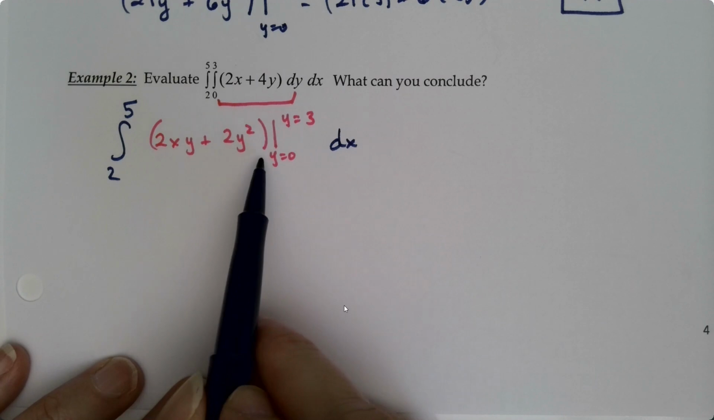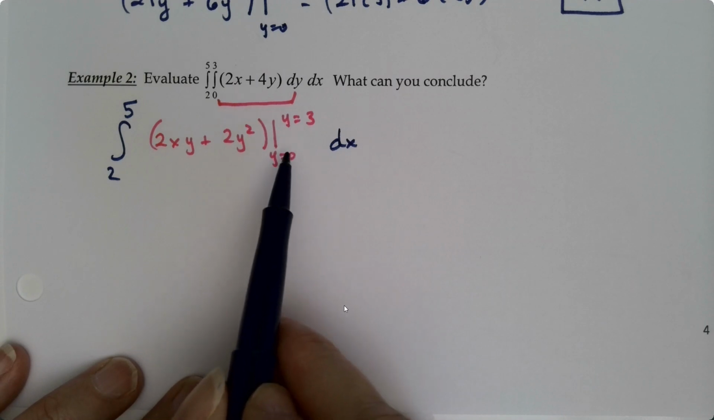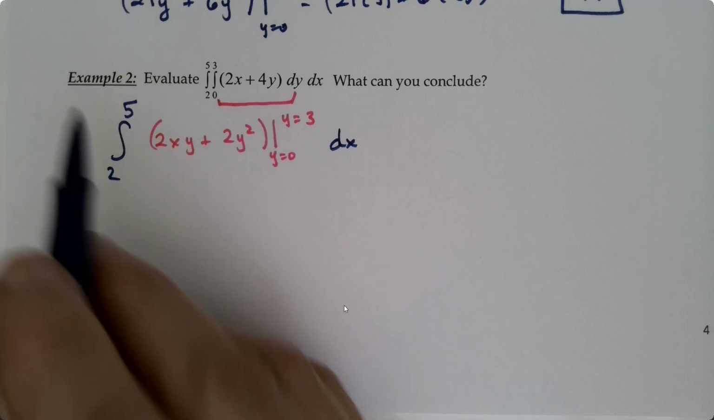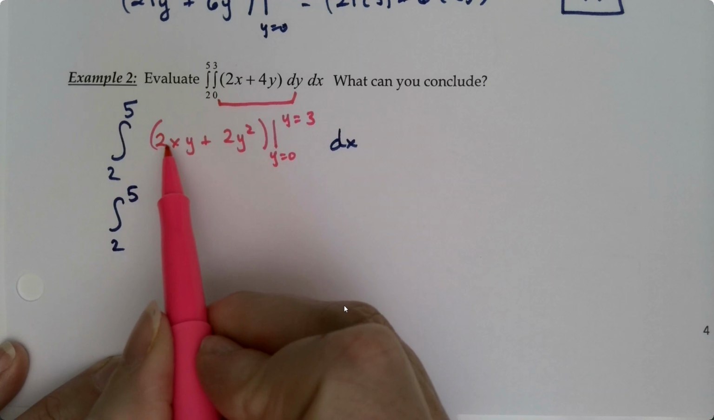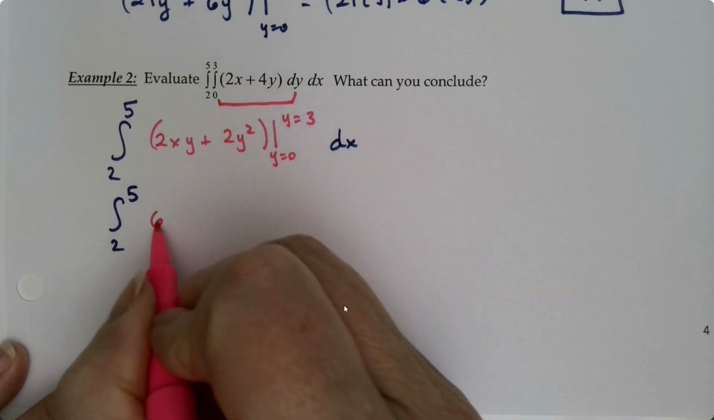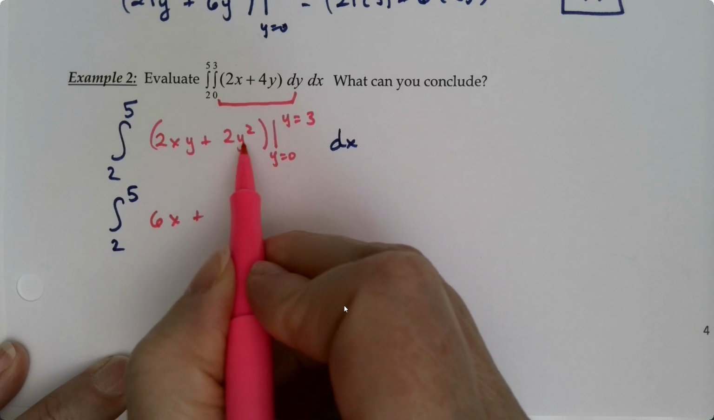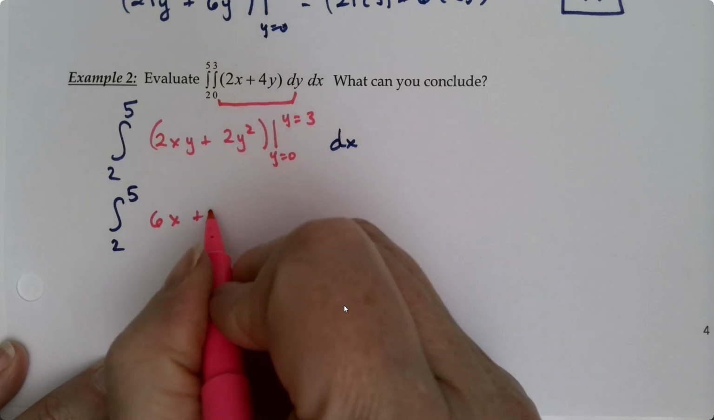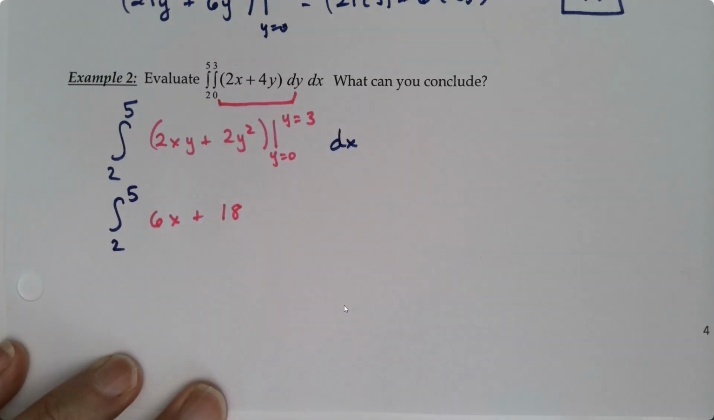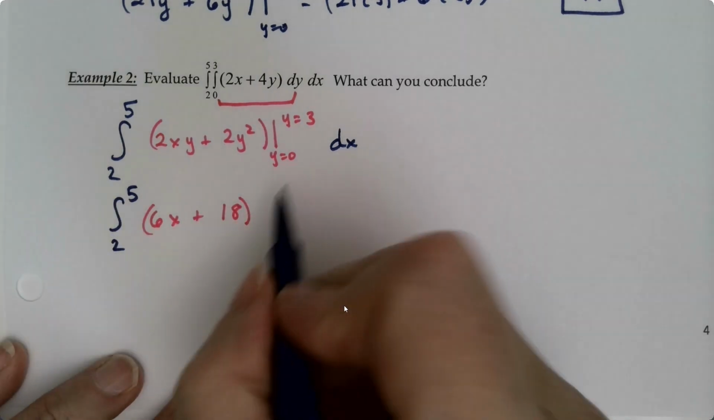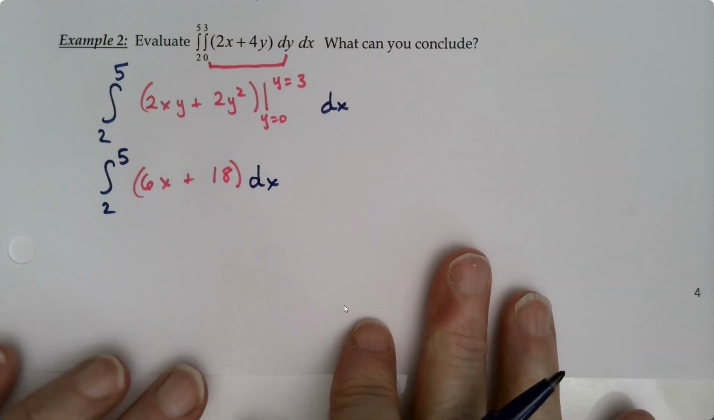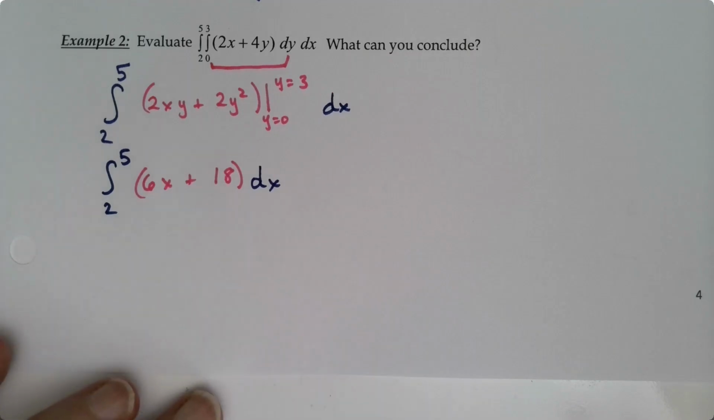All right, well, 3 and 0 is easier because 0 is going to make nothing happen. So this is really the integral from 2 to 5 of 2 times x times 3 would be 6x plus 2 times 3 squared, which is 2 times 9, so 18. So you can see already how we start making our lives a little bit easier with these by doing some of the math in our head.